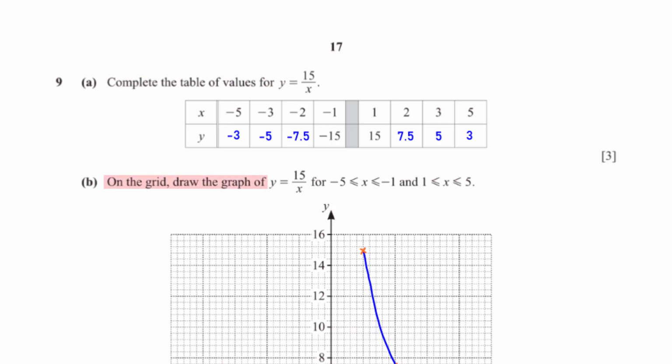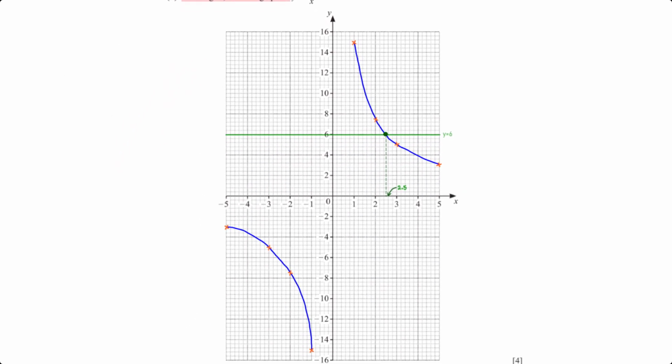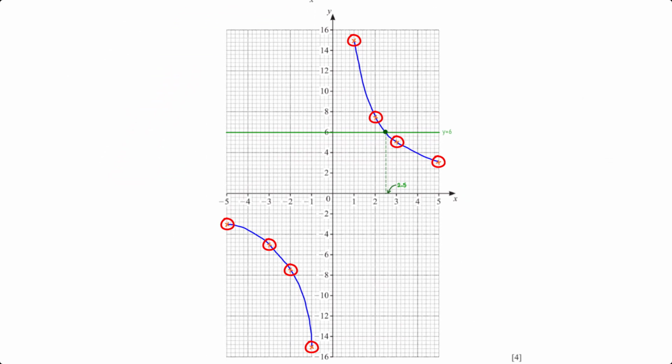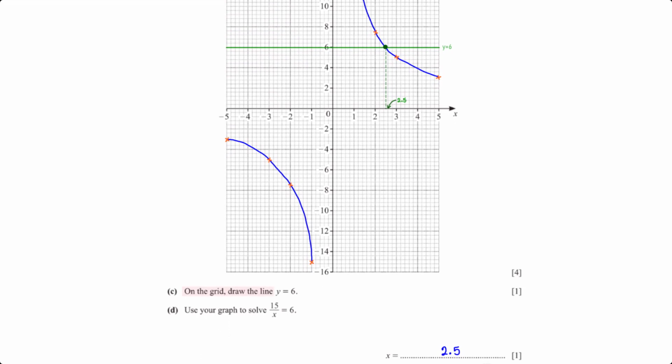On the grid, draw the graph of y equals 15/x, for x greater than or equal to -5 and less than or equal to -1, and x greater than or equal to 1 and less than or equal to 5. On the grid, we plot all the points in the table and connect the points with a smooth line. On the grid, draw the line y equals 6. We've drawn the line y equals 6, which is simply a horizontal line passing through 6 on the y-axis.